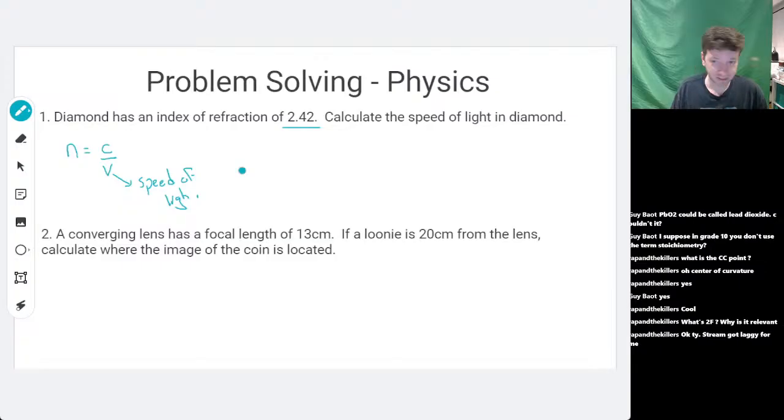Okay. So v is the speed of light in a medium. c is the speed of light in a vacuum.